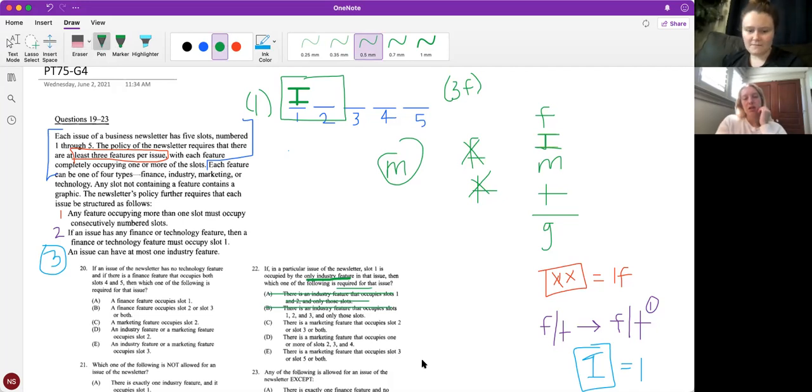All right, and then C. There is a marketing feature that occupies slot 2 or 3 or both. I don't think that's required because we just gave that scenario. You could have I, and then MM. Excellent.